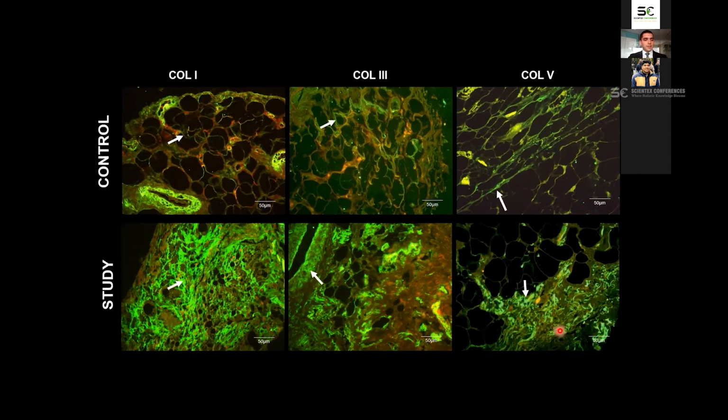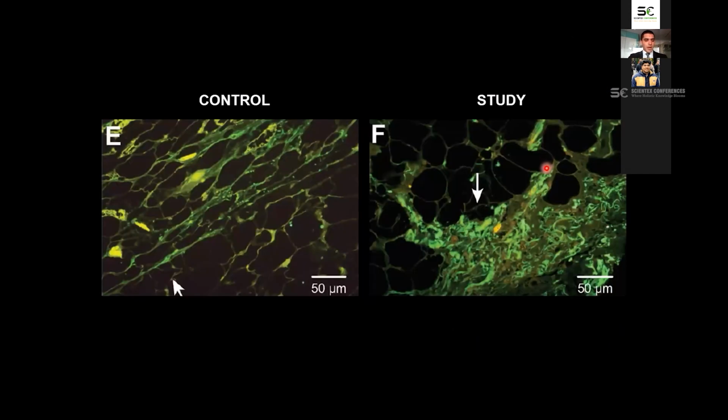And intense deposition of collagen type 5 was found in the synovial tissue, which indicates a fibrotic process in the specimens of the study group compared with those of the control group. We also observed a thickening of the type 5 collagen fibers in the specimens of the study group that was not seen in the synovial tissue of the control group specimens.